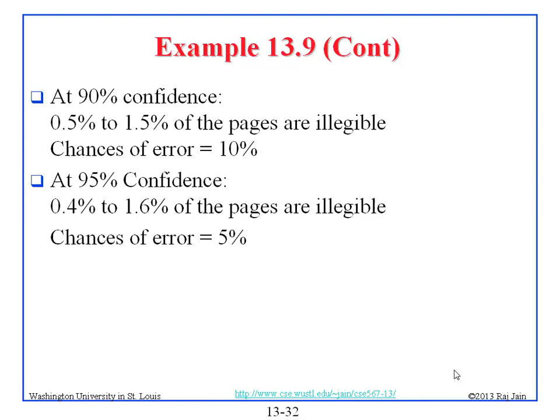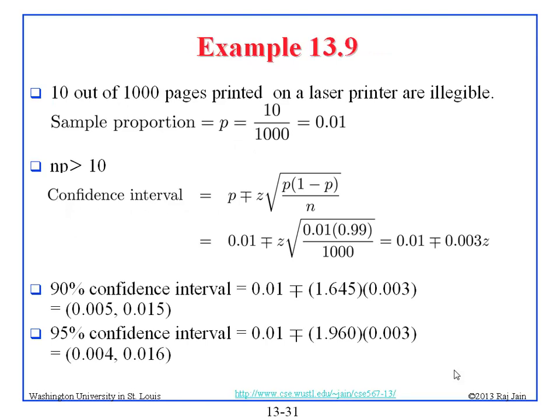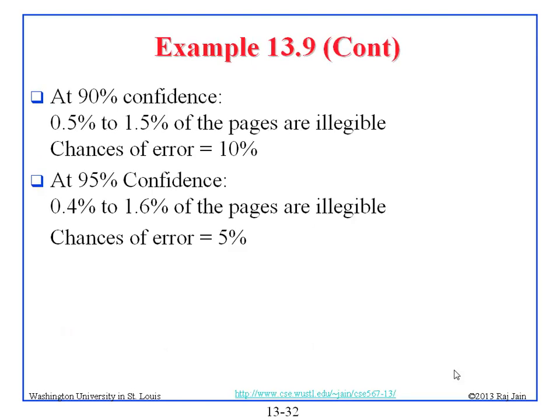So the thing is, what this is saying is that this 5 to 155 means that 0.5% chance to 1.5% chance that the pages are illegible, and you could be 10% wrong in that case, and so on and so forth.